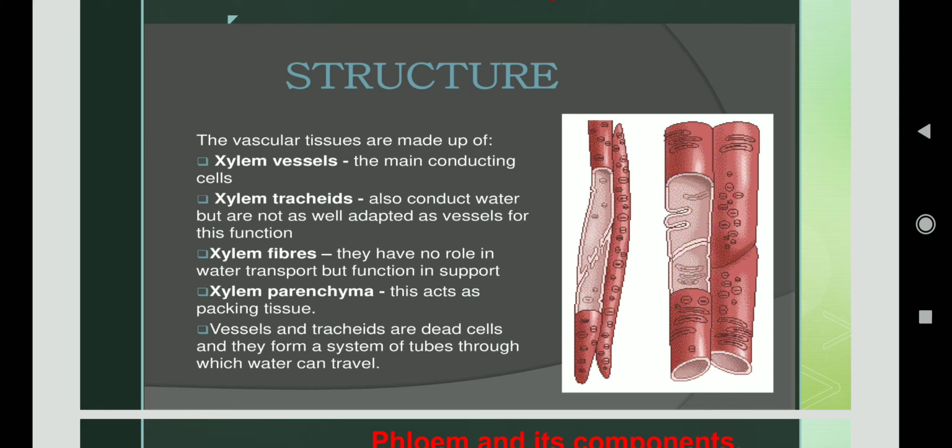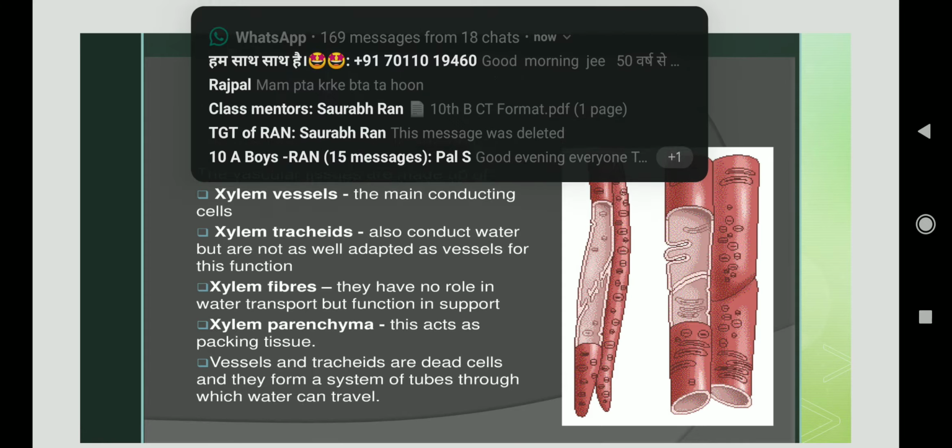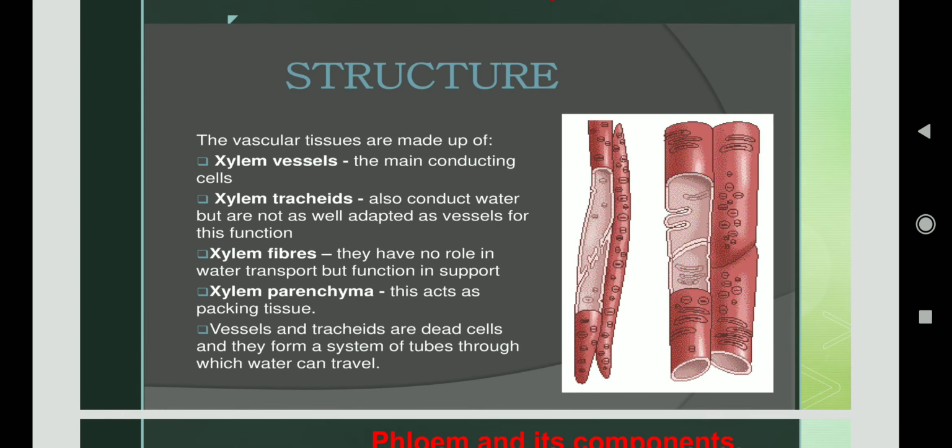Last but not the least, xylem parenchyma is the only living component of the xylem. It helps in the lateral conduction of organic solutes which are dissolved in water, right? And it helps in storing food reserves. Fine, class? So these are the different components of the xylem, right?